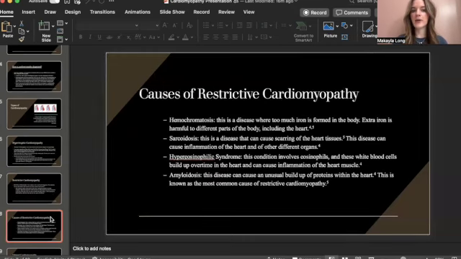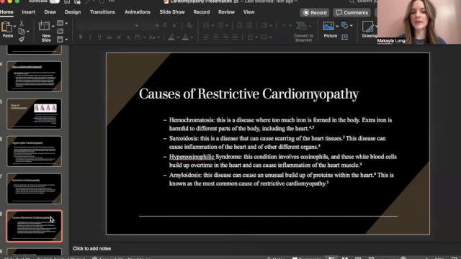There are different causes of restrictive cardiomyopathy, including hemochromatosis, and this is a disease where there's too much iron formed in the body, and extra iron is harmful to different parts of the body, including the heart. Sarcoidosis is a disease that can cause scarring of the heart tissues, and this disease can cause inflammation of the heart and of other organs.